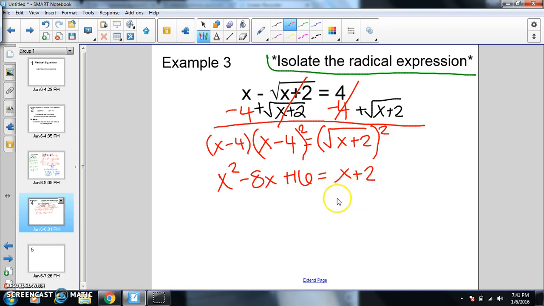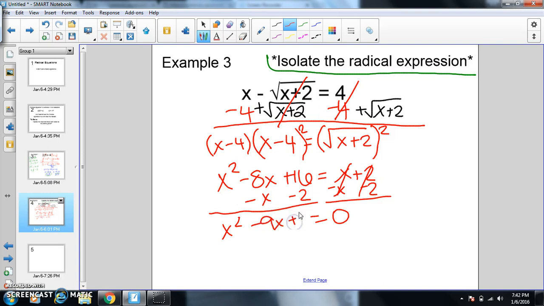Once again, going to set my equation equal to 0 so I can factor and solve. So I'm moving over this minus x, this x, and this 2. So I have 0 on my right side of the equation. And on the left side of my equation, I have x squared minus 9x plus 14. So I need two numbers that multiply to 14 and add to negative 9, and I get x minus 7 times x minus 2 is equal to 0. So my two solutions are x is equal to 7 and x is equal to 2.